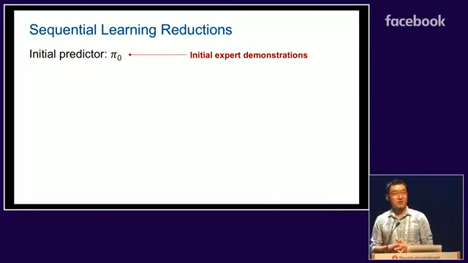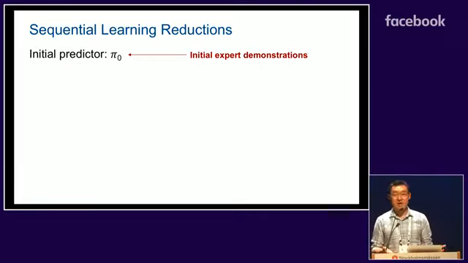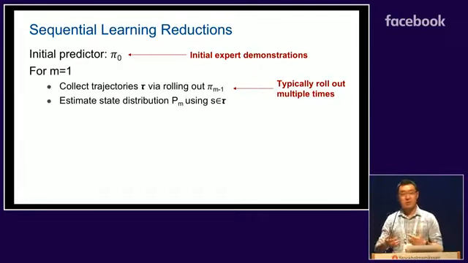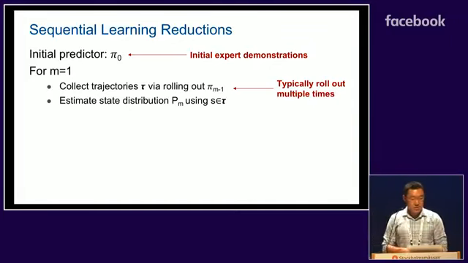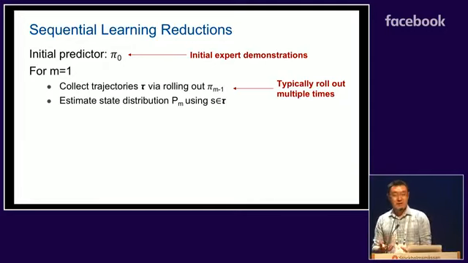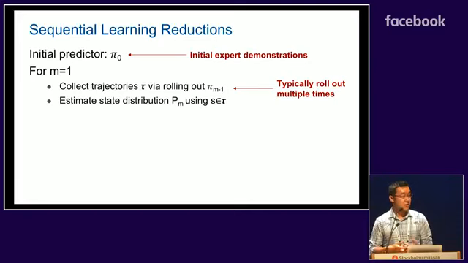And that leads us to sequential learning reductions. So this comprises a family of algorithms that have been proposed to solve the setting with different types of guarantees and trade-offs. We start with an initial predictor, typically the initial expert demonstrations that were provided to us. And we construct a sequence of learning reductions, and this sequence will be indexed by little m. We collect trajectories by rolling out pi sub m minus 1, the previous policy, on the environment, and we estimate the state distribution p sub m using these trajectories. And we often roll out multiple times to collect a large data set.